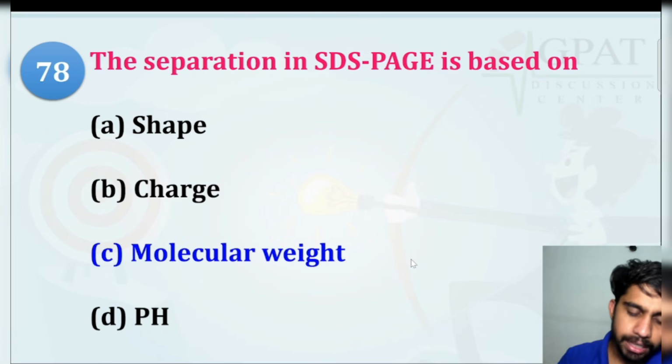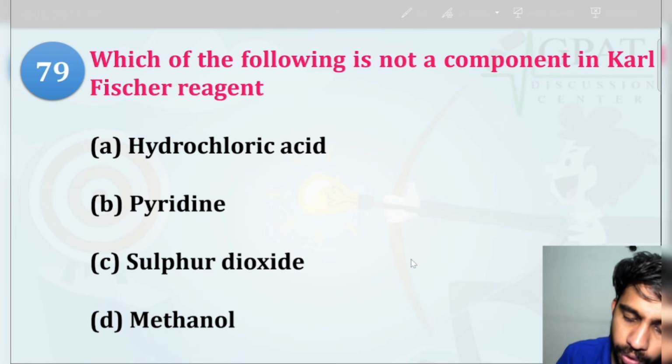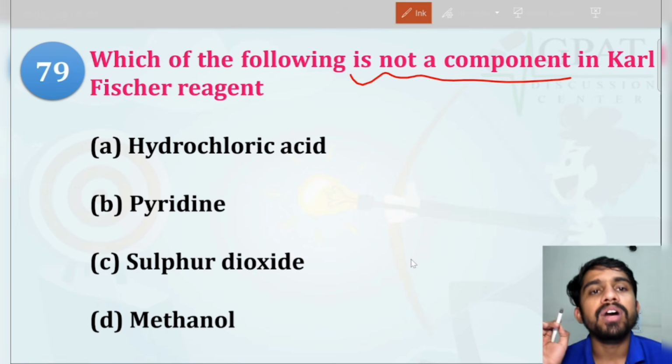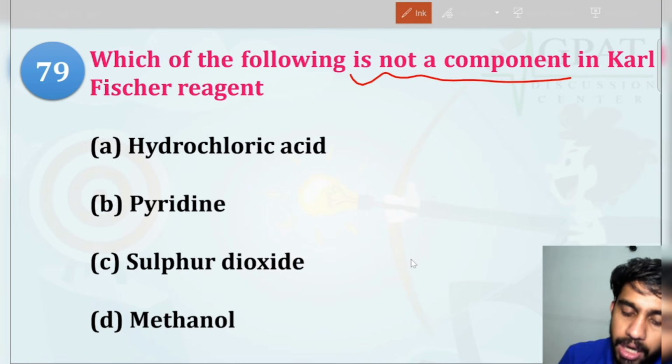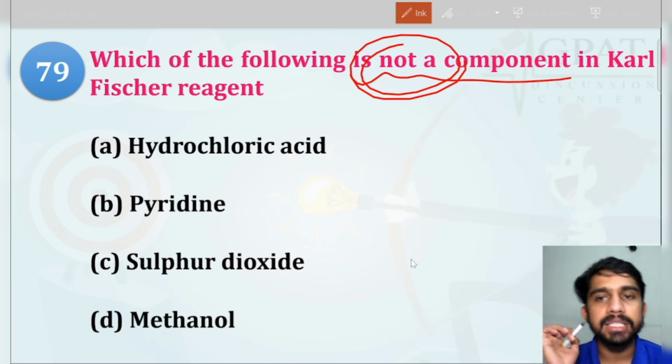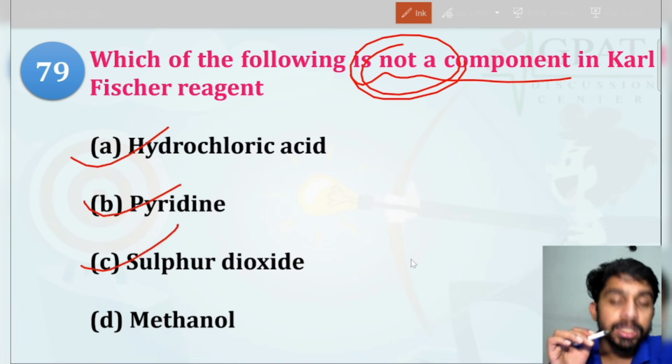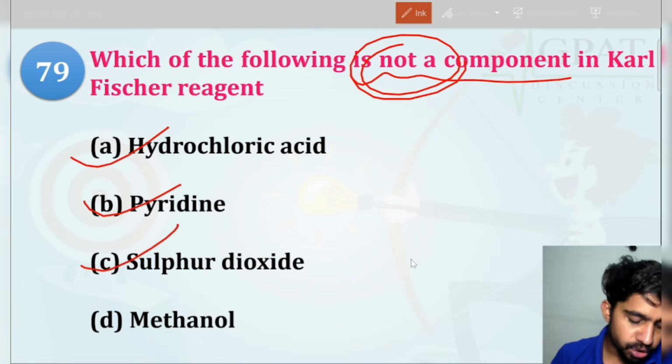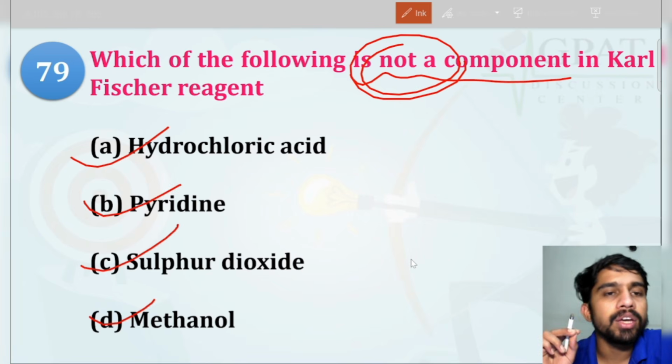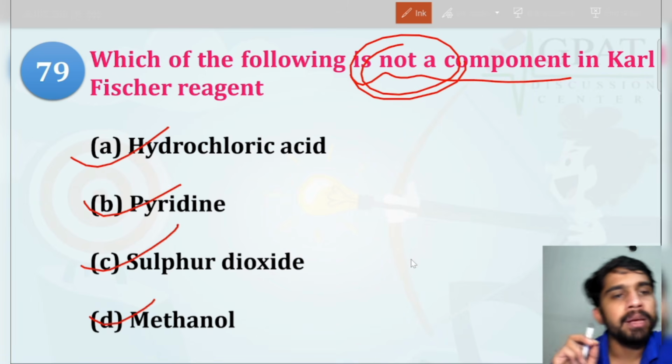Okay, next question. Which of the following is not a component of Karl Fischer reagent? The first option is your hydrochloric acid, the second option is your pyridine, the third option is your sulfur dioxide, and the fourth option is your methanol. We have discussed this earlier also. So which of the following is not a component of Karl Fischer reagent? A, B, C, or D?